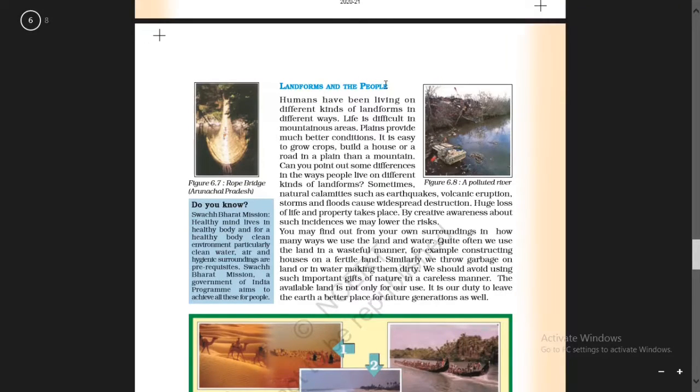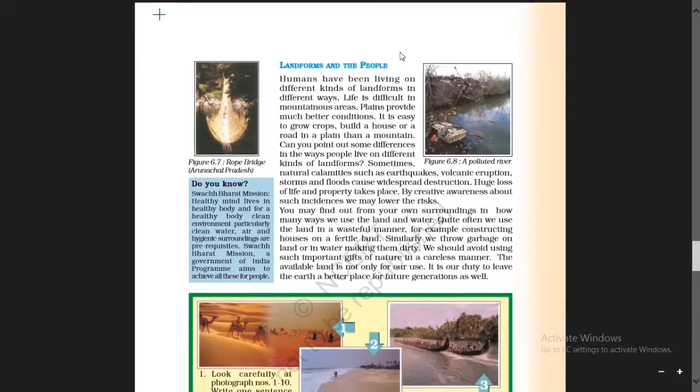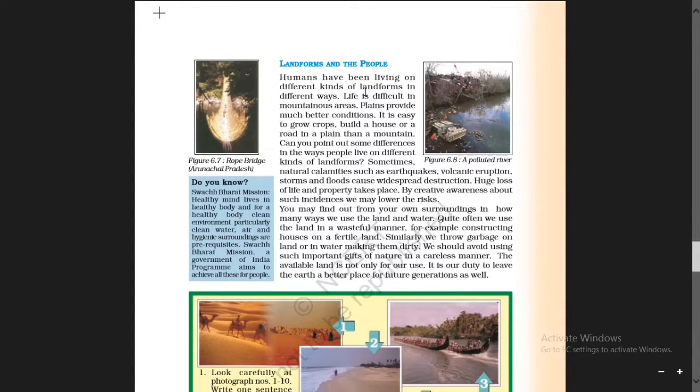Landforms and the people. Humans have been living on different kinds of landforms. On different kinds of landforms, that means human beings are living in different ways. Life is difficult in mountainous areas. Plains provide much better conditions. Life is difficult in mountainous areas because of a steep slope and lack of soil fertility. That's why in the mountainous region, population is also very less.